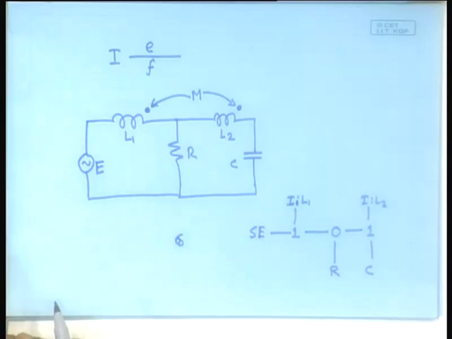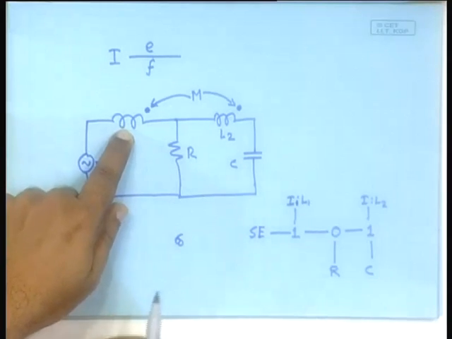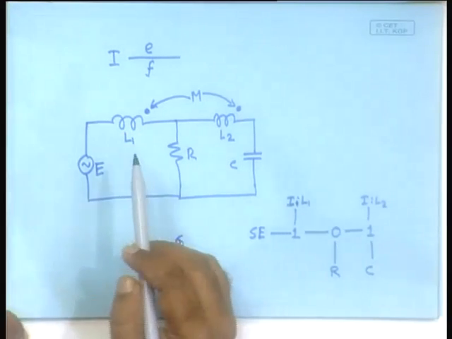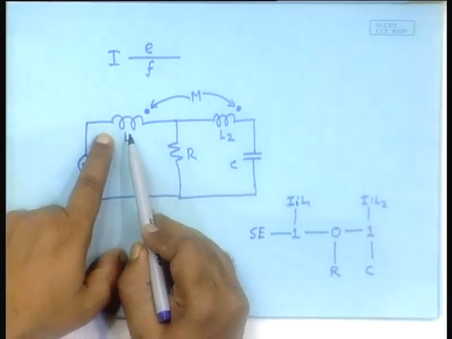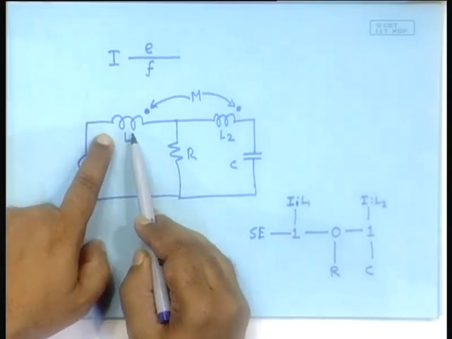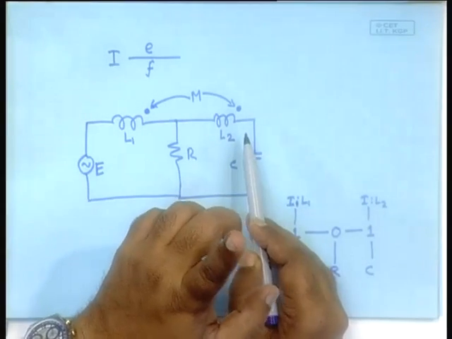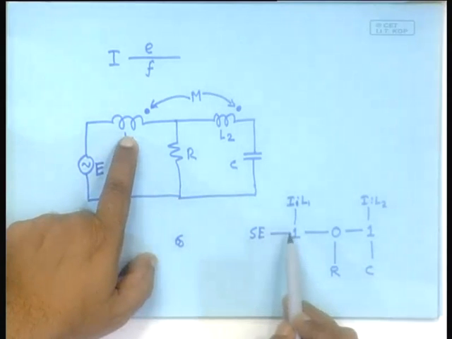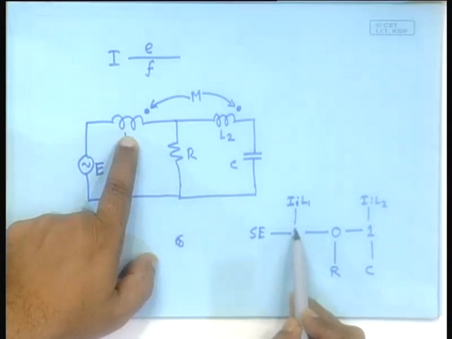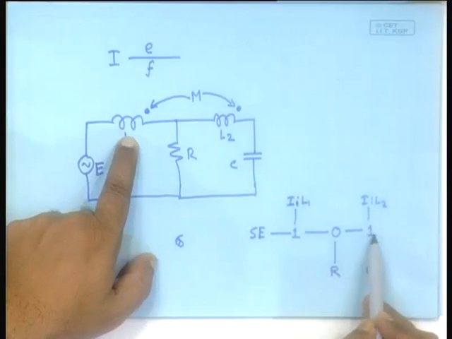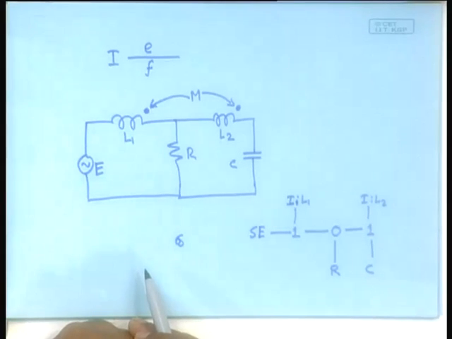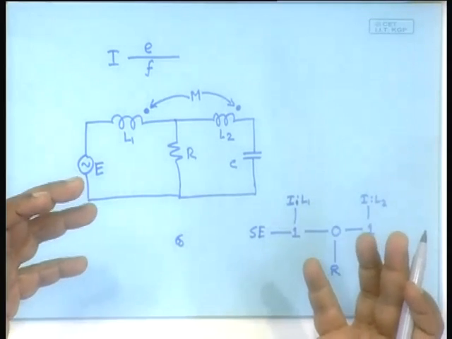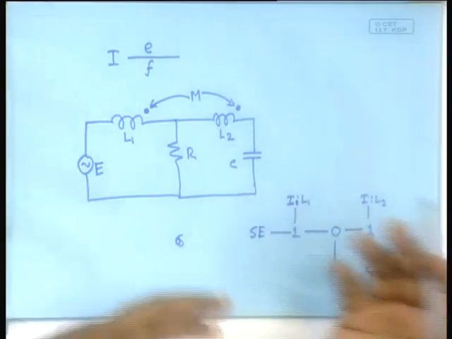But the moment the mutual coupling is there, what happens? Then the voltage induced here will be dependent not only on the current here, but also on the current here. The current here is available at this one junction, the current here is available at this other junction. So, in some way these two will have to be coupled. Coupled how? How are the momentums and flows coupled?